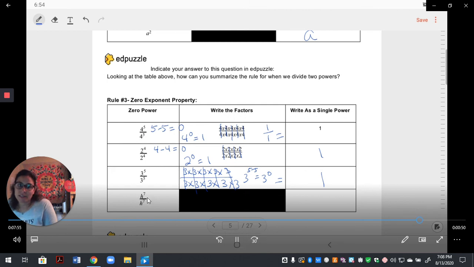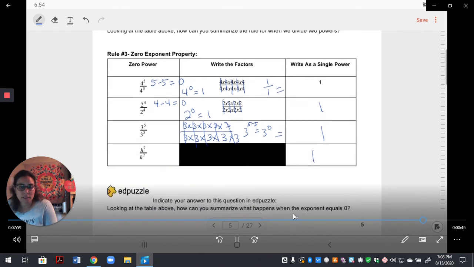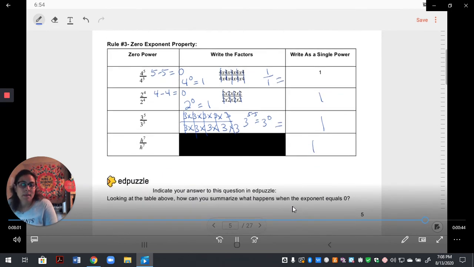So h to the 7th over h to the 7th, which would be h to the 0 power, is just 1. So go ahead and take a look at Edpuzzle again and look at this table here and summarize what happens when you have the exponent equal to 0.